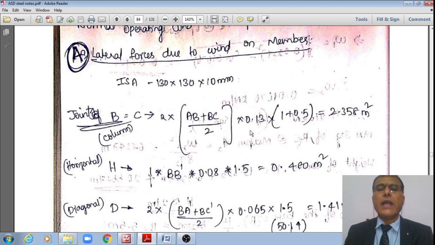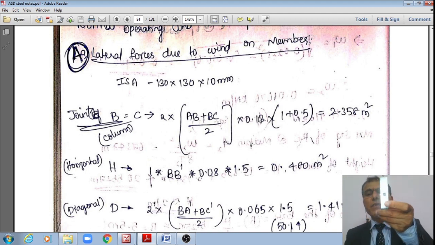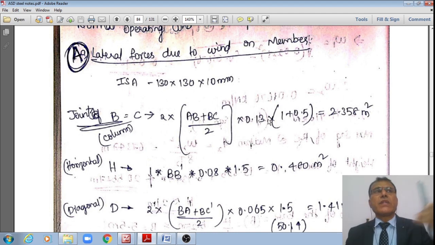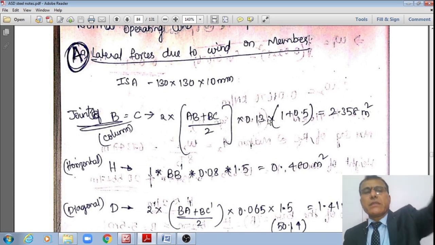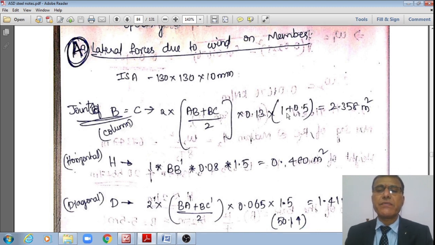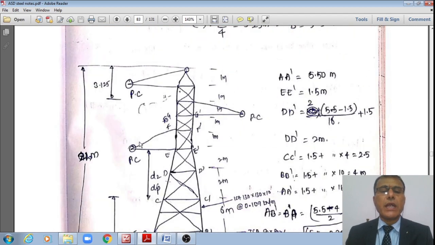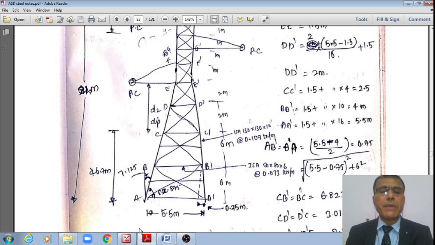That is the total length, and the width of such a section is equal to 130 mm, which is equal to 0.13 meter. As per the code, we will take 50% of the leeward side area also, in addition to 100% of the windward side area. Therefore 1 plus 0.5, total area is equal to 1.5 multiplied by this. Now it works out to say 2.358 meter square. Like that, I'll go to the horizontals. Here I do have only one horizontal, student, BB prime.